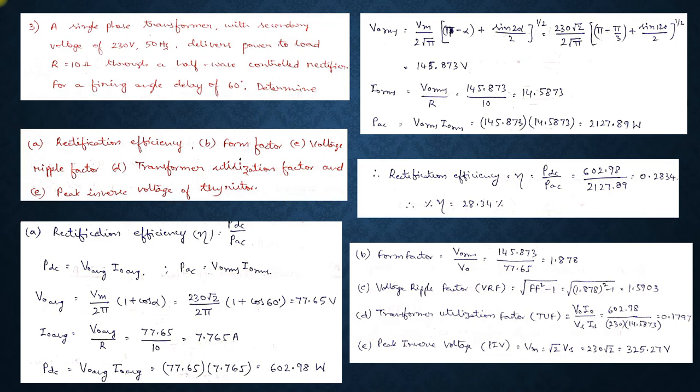Now coming to voltage ripple factor, VRF is equal to square root of FF square minus 1 is the formula. FF means form factor. So it is the square root of 1.878 whole square minus 1. It will come around 1.5903.